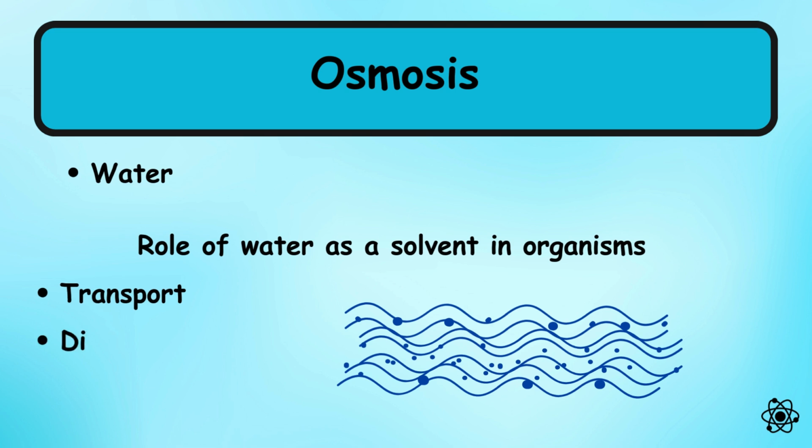Water is needed for digestion. Once the food in our body is digested, the nutrients need to be moved to cells all over the body, and it's water that allows this to happen. Water is also necessary for excretion. For example, waste substances such as urea dissolve in water, and this makes them easy to be removed from the body through urine.